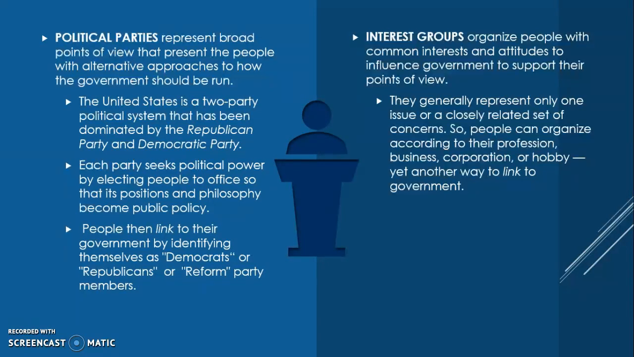Interest groups organize people with common interests and attitudes to influence government to support their points of view. They generally represent only one issue or a closely related set of concerns. So, people can organize according to their profession, business, corporation, or hobby, yet another way to link to their government.